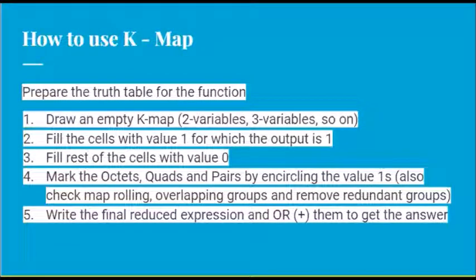We need to prepare the truth table. We may have 2 variable, 3 variable, 4 variable, or n number of variables being used in the case of Karnaugh map, but for the sake of the ISC examination, in our course we have 2, 3 and 4 variable schemas. Now we'll be filling ones or zeros as per sum of product and product of sum. We'll be marking the octet first, followed by chords and pairs.